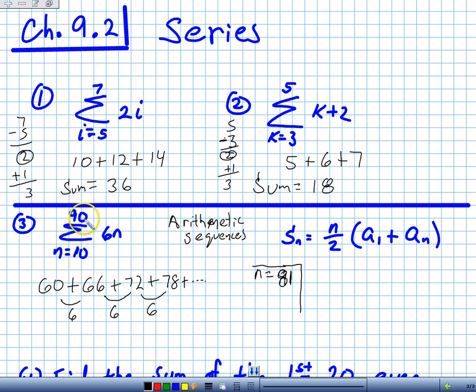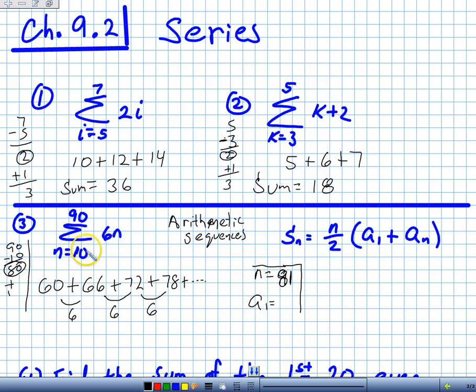So if we do 90 take away 10, we get 80. But if we add that 1, we get 81. So it's 81 terms that I'm adding. That goes in there. And then, what is the first term? Well, the first term is 60.